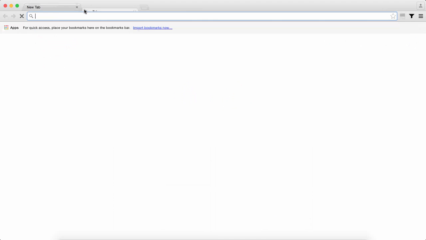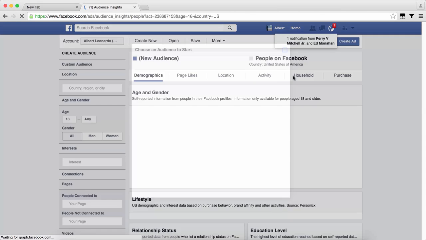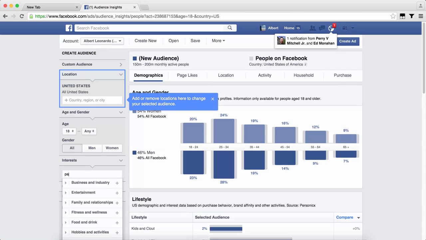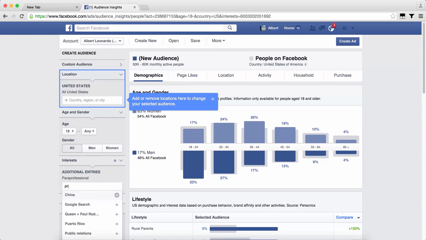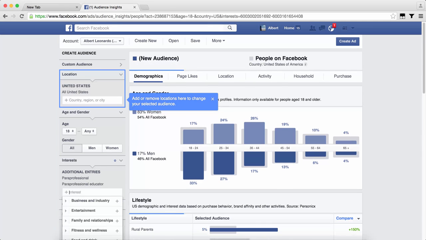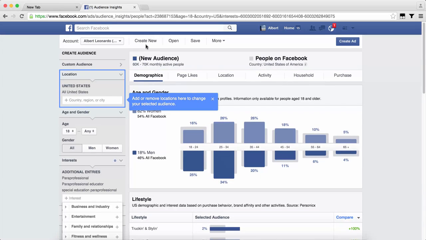So for example, let's go to audience insight, and then I will type paraprofessional. Alright, so let's choose this paraprofessional. Alright, so let's look at the audience size here, 60 to 70K. So I think it is enough for us to start with.